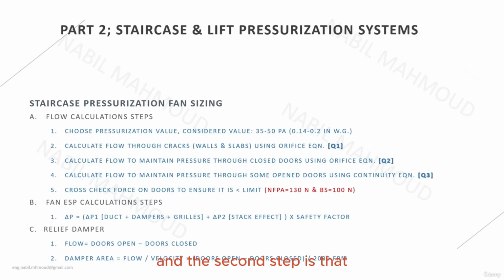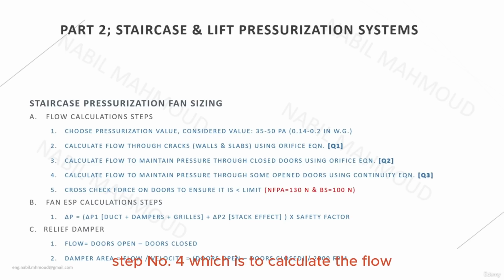And the second step is that I will calculate the flow through the cracks of the walls and slab of the staircase or the shaft enclosure using the orifice equation. And this can be done from the tables of the cracks, and I will use it, giving the step number 1, to obtain the flow that will exfiltrate or infiltrate from these gaps or cracks. Step number 3 is to calculate the flow in order to maintain the specified or required pressure drop through the closed door gaps using the orifice equation. As we said before, we know the gaps area, and using this area and using the pressurization value, you can get the required flow that will exfiltrate from these gaps.